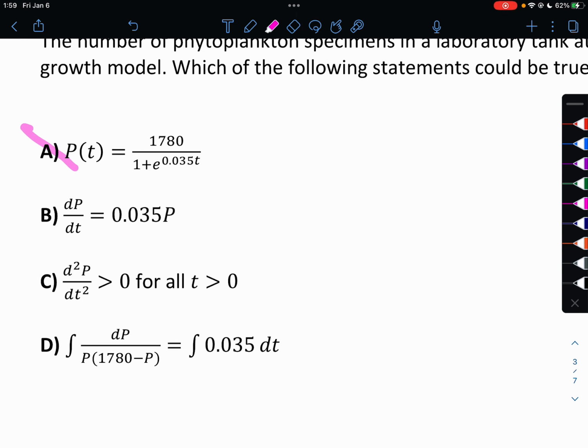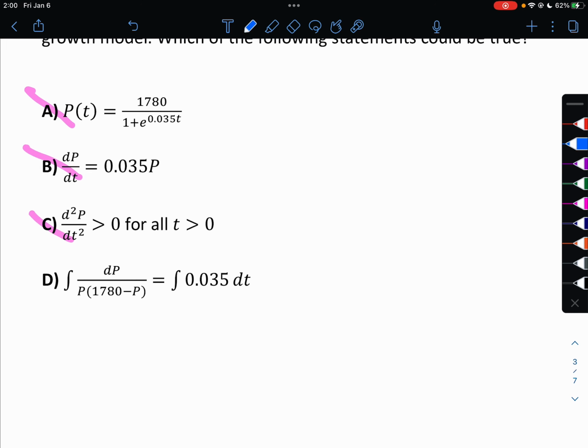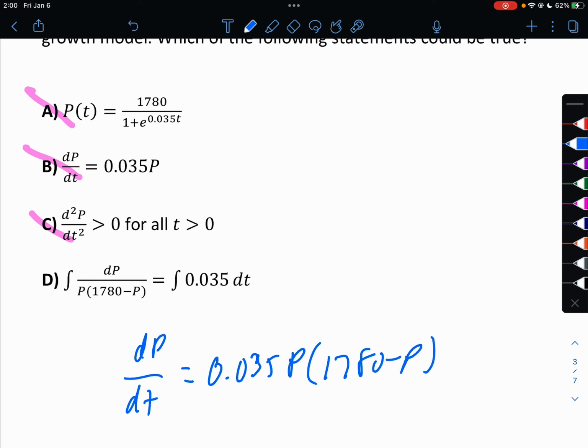B, well, this isn't even logistic growth. This is exponential growth, so it's not B. C, if C was true, that would imply that this is concave up the whole time. But we know logistics aren't going to be concave up or down the whole time. They're going to be a little bit of both. So it's not C, which means by default it has to be D. But let's make sure it is D. Before we did the separation of variables, the model would probably look something like this: dP/dt equals 0.035 times P times 1780 minus P, which is a proper logistic growth differential equation. So our answer here is D.